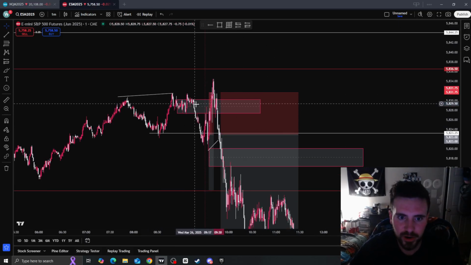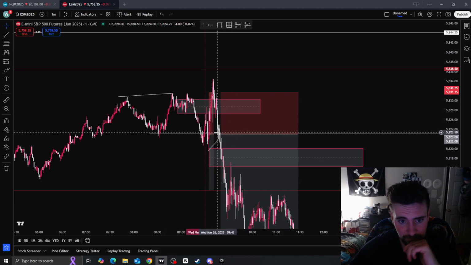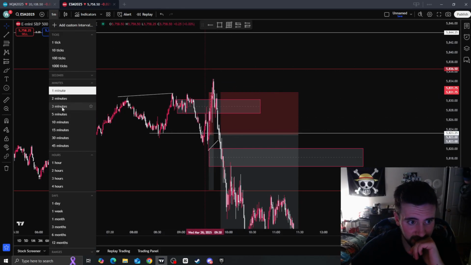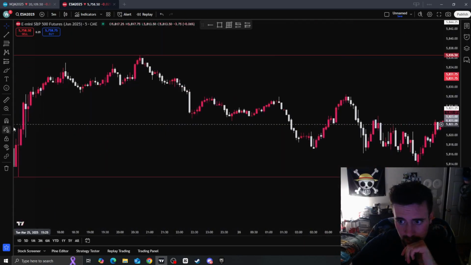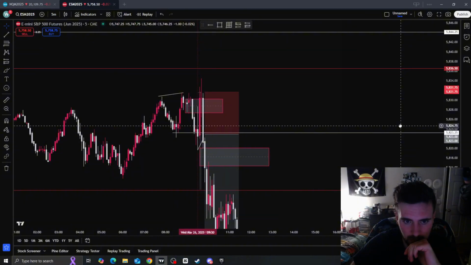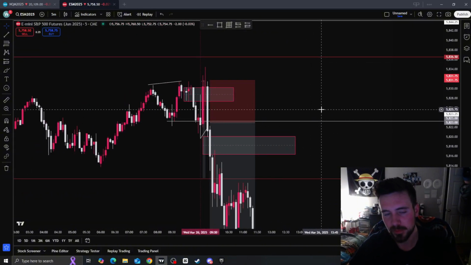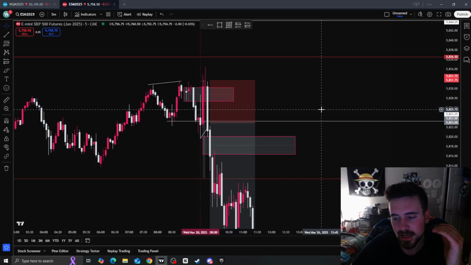So we had a breaker block. The move before the break structure to the downside. And I think it was a 5 minute breaker. Yeah, 5 minute breaker right here. And I made a premature mistake because I saw the SMT a little late.